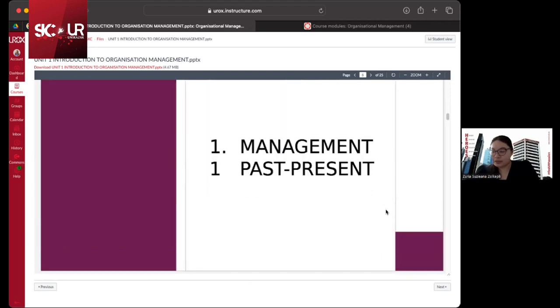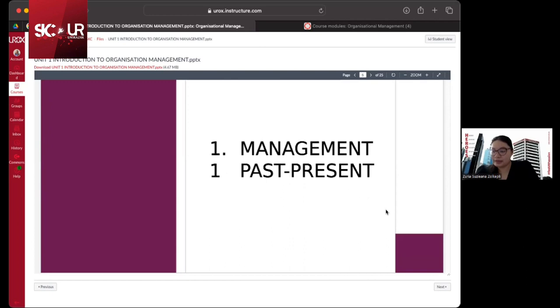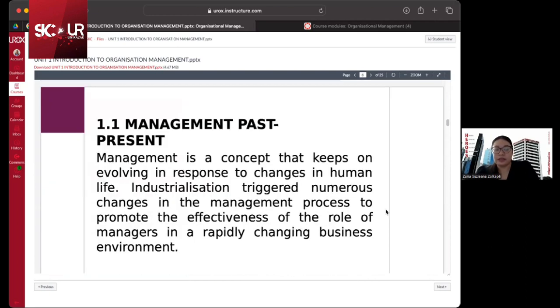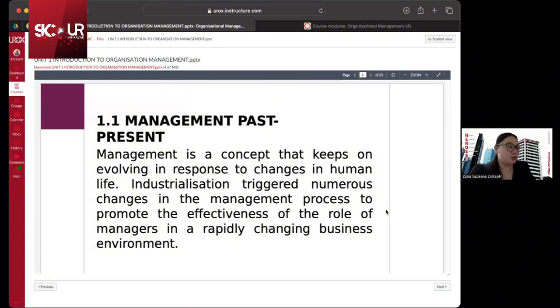So let's take a look at management, past and present. Okay, so we have learned about organization. What do people call that? What is the definition of it? So let's take a look at an organization. In order for it to run smoothly, management is an important, core concept that every organization should have. Right, management.